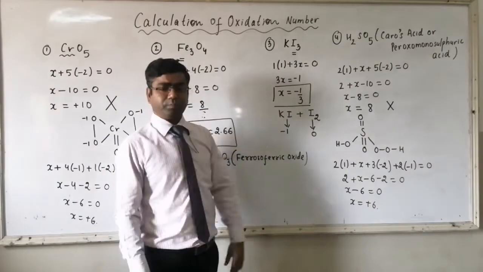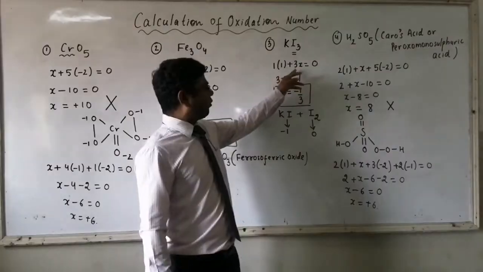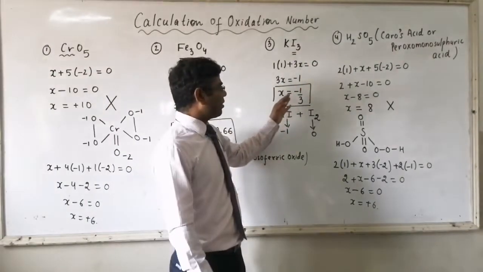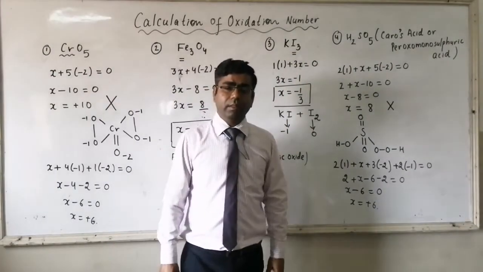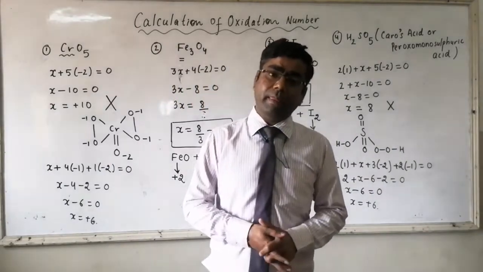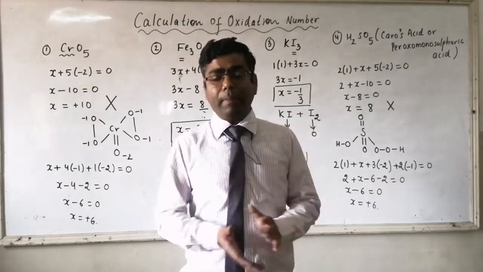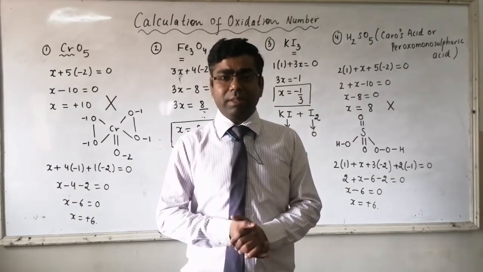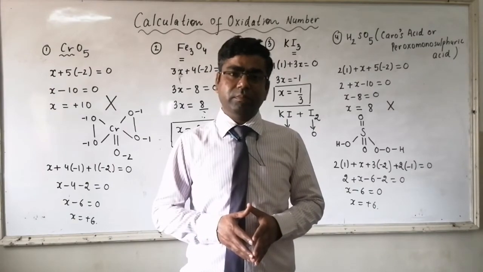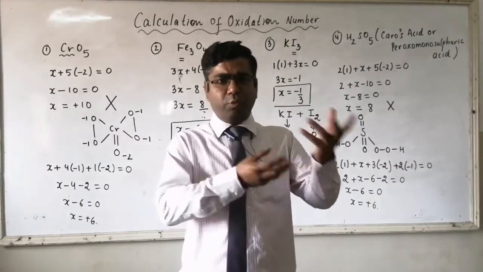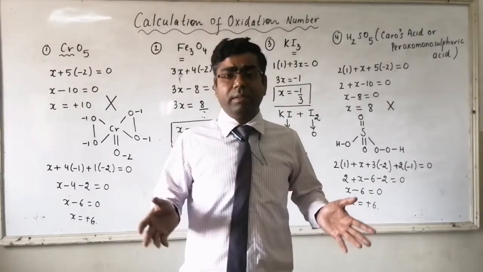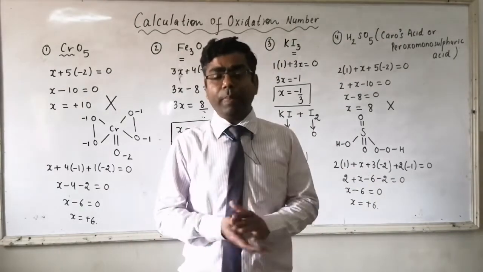So 1 into 1 for potassium plus 3 into x for iodine equals 0. When we solve for x, we get a value of -1/3. Again, we are getting a fractional oxidation state for iodine. That is not possible, because electrons are never transferred in fractions. They are transferred as a complete unit. Transfer of 1.5 electrons is not possible. It is completely 1 or completely 2.